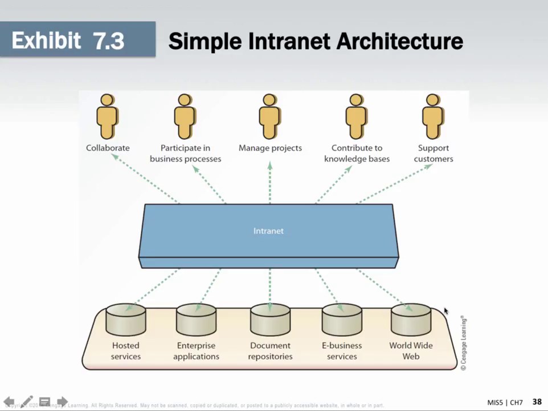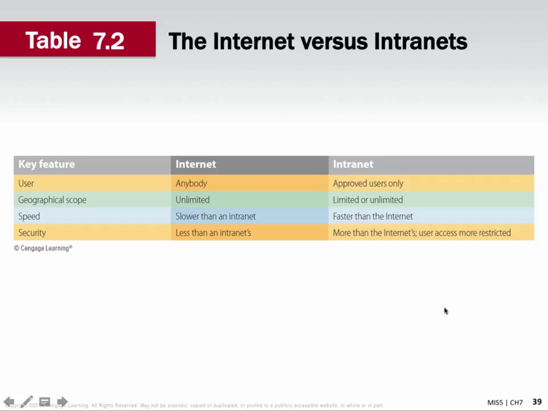Now, what is the difference? Here are your takeaways, okay? An internet is for anybody. An intranet is for only approved somebodies. An internet is all over the globe. The intranet is actually physically in places controlled by the business. The internet is slow in comparison to an intranet.